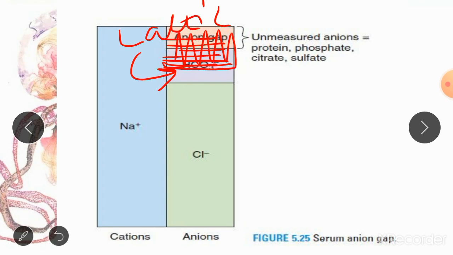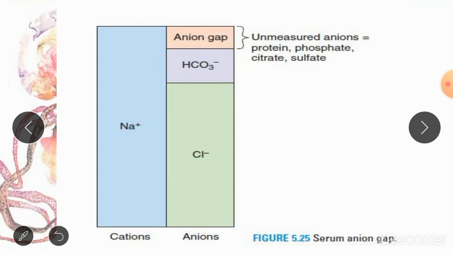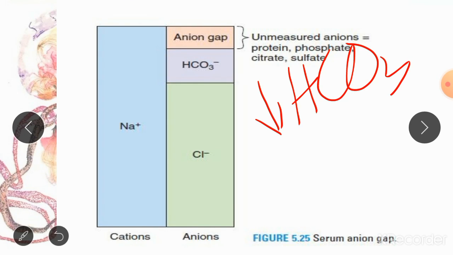So this is how your anion gap helps you in determining the cause of metabolic acidosis. So let me repeat. Metabolic acidosis can be of two types, or due to two causes, one in which the anion gap is increased and the other in which the anion gap is not increased. And the causes can be because of decreased bicarb or because of increased hydrogen ions.